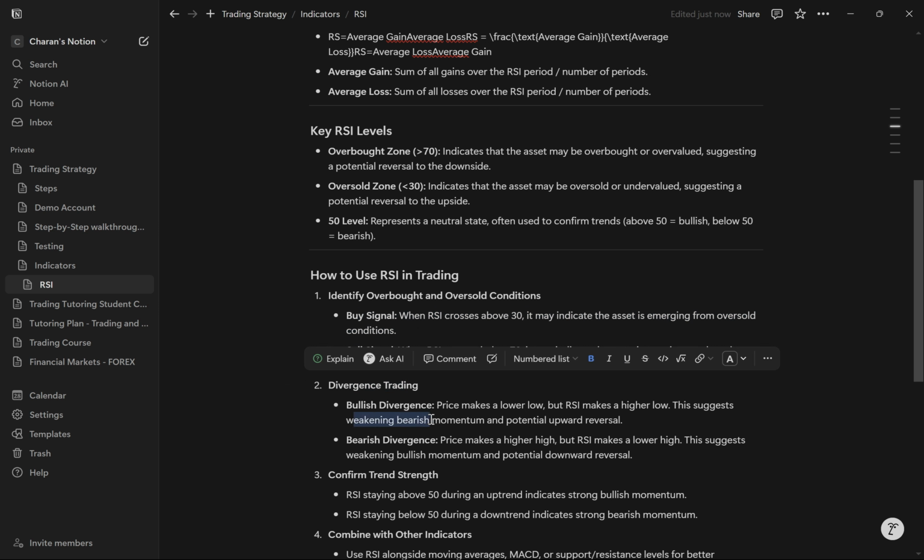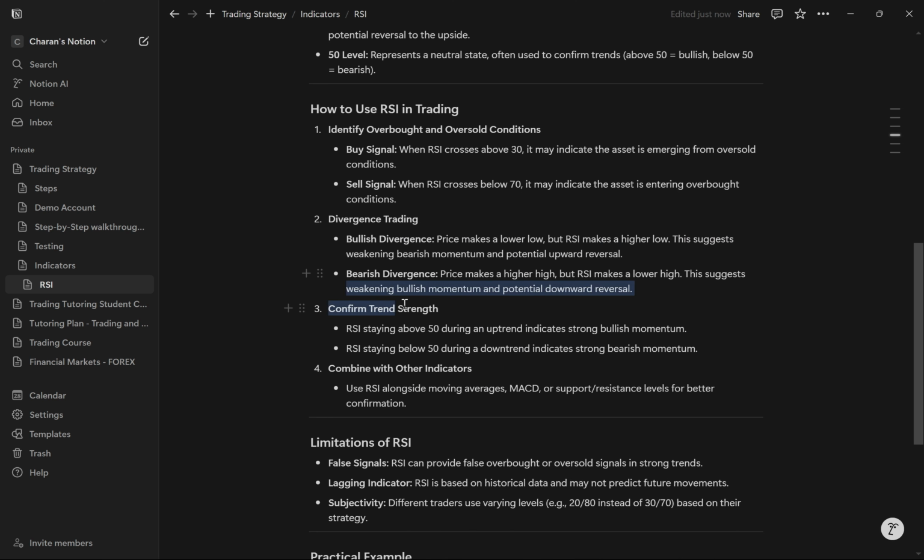Divergence trading. Bullish divergence: price makes a lower low, but RSI makes a higher low, signaling weakening bearish momentum and a potential upward reversal. Bearish divergence: price makes a higher high, but RSI makes a lower high, signaling weakening bullish momentum and a potential downward reversal. To confirm trend strength, RSI staying above 50 during an uptrend indicates strong bullish momentum, and below 50 during a downtrend indicates strong bearish momentum.